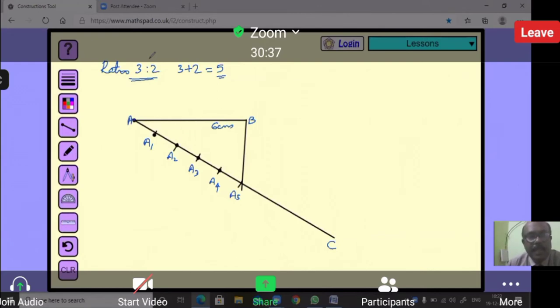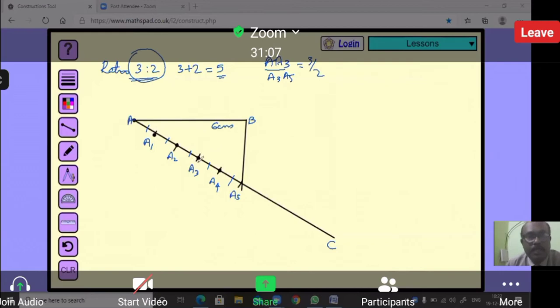Now what we will do is A1, A2, A3, A4, A5. Okay, this line AC up to A5 we have divided into 5 equal parts. So this is the first part, second part, third part, fourth, and fifth. So this line is already divided in the ratio 3 is to 2. Which ratio? That is A3. A3 divided by A3A5 is already now in the ratio 3 by 2.